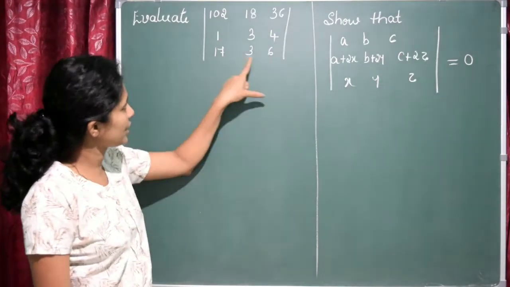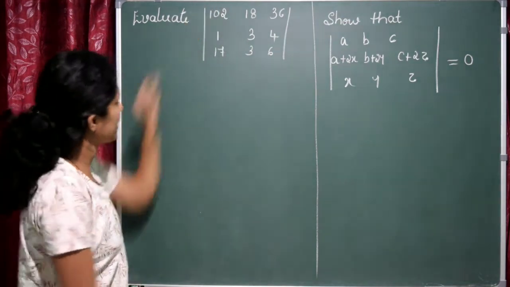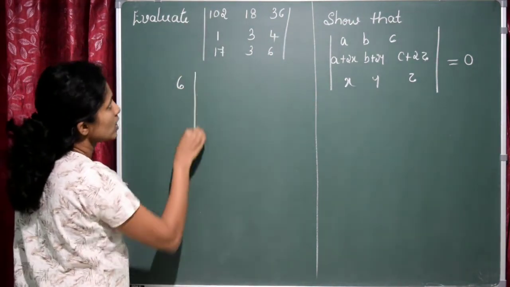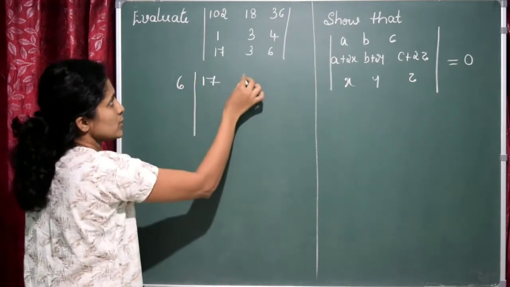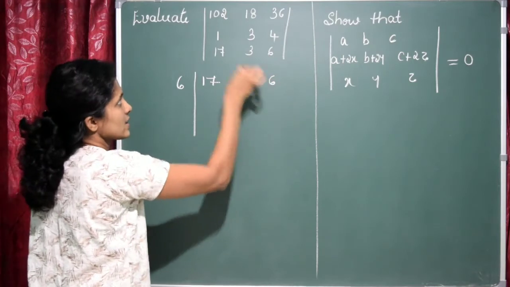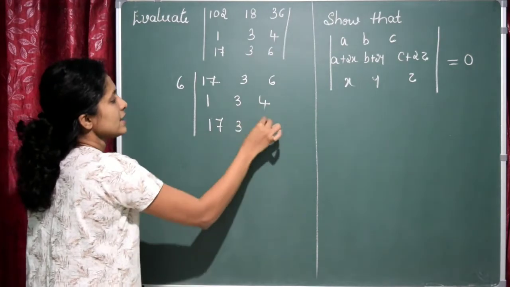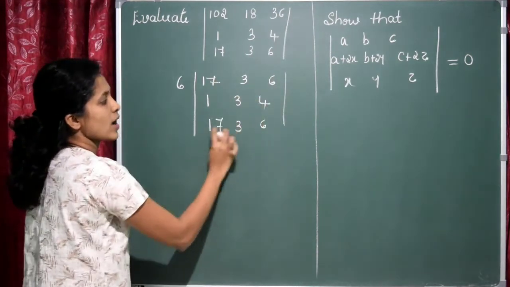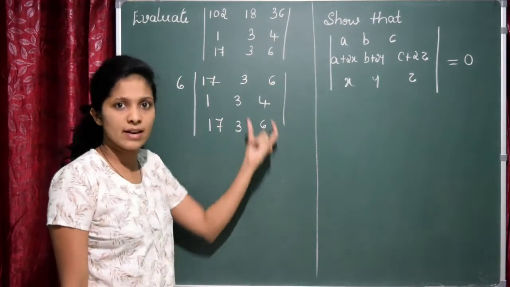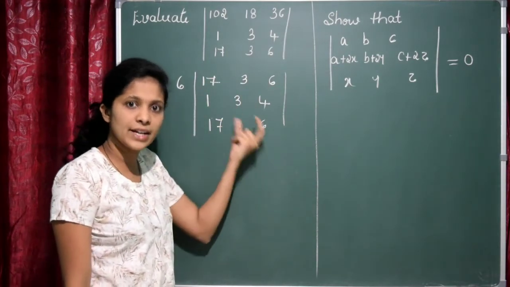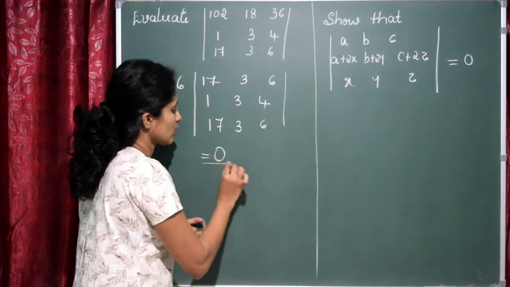See here, 17, 3 and 6 are there. If I take 6 common in the first row, 6 into 17 is 102, so this will be 17, and this will be 3, and this is 6. So this is now 1, 3, 4 as it is, and this is 17, 3 and 6. Now you can see this first row and last row are the same, right? 17, 17, 3 and 3, 6 and 6. Whenever any two rows are identical, the determinant will be equal to 0. So directly I can write the determinant of this is equal to 0.